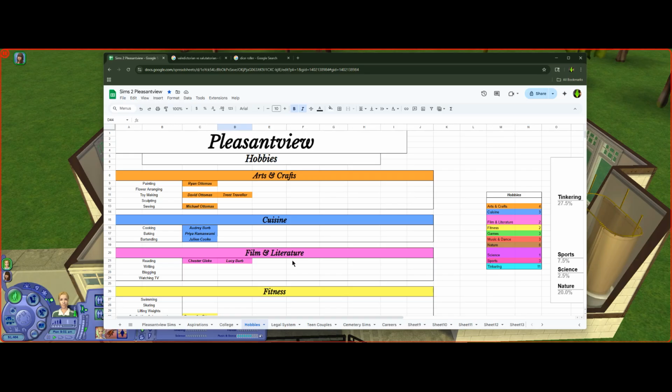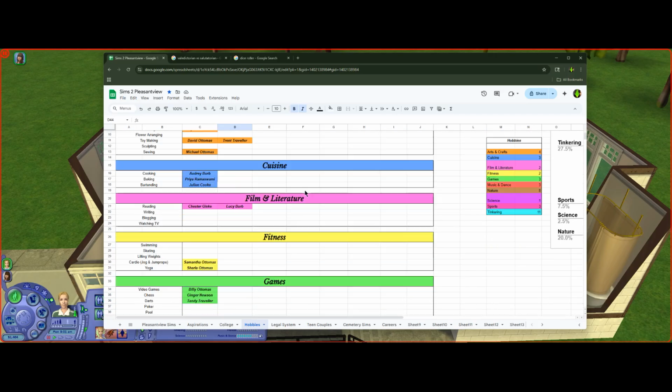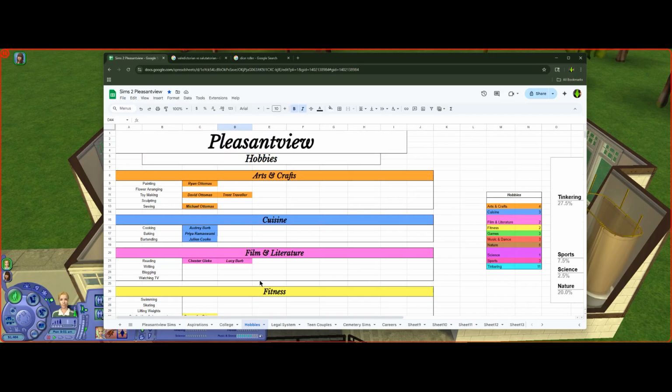I will have to update this. I plan on updating my spreadsheets at the end of every season, I think. I think that would be a good idea. So at the end of every season, I plan on updating everything in my spreadsheets.